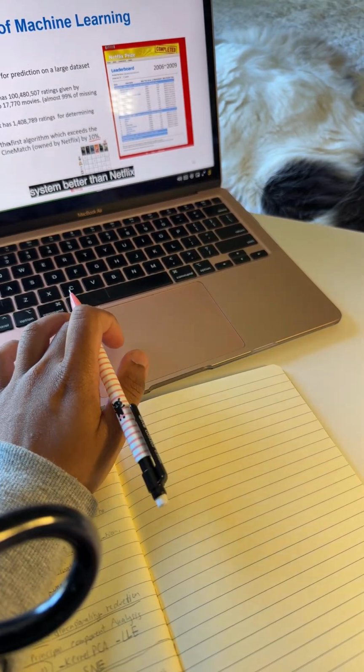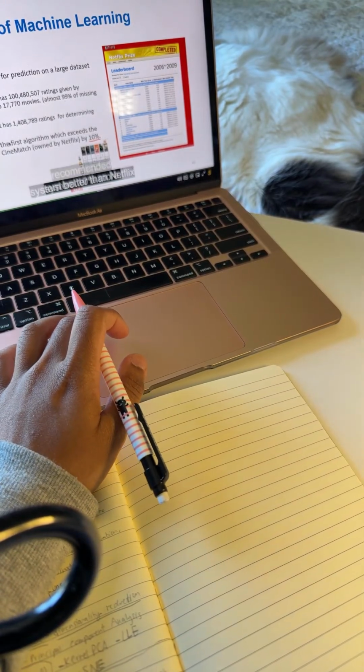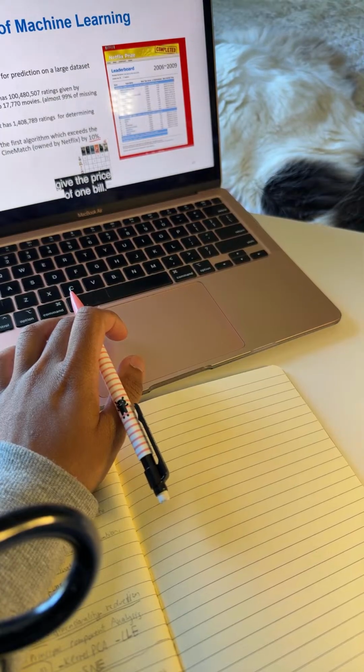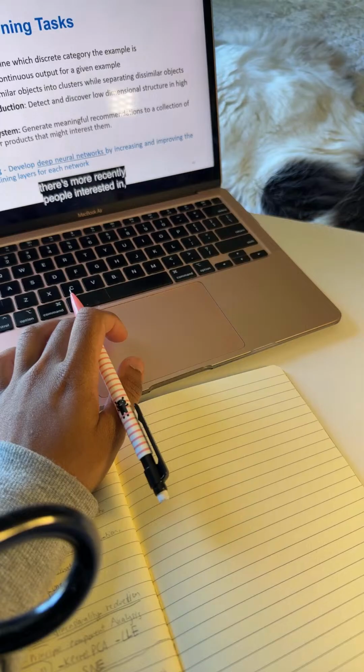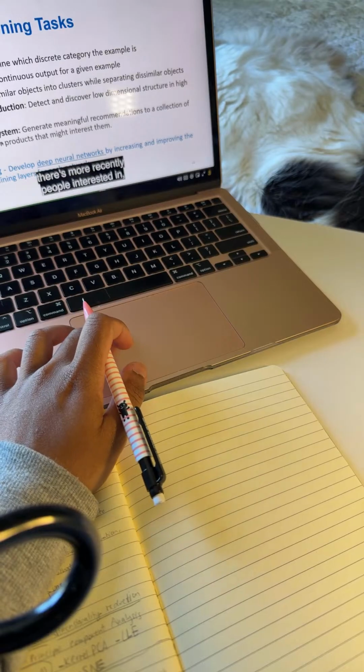A recommender system better than the Netflix recommender system by 10% would win the prize of 1 million. Actually, this was done in 2009. This started in 2006. So the thing behind it is a recommender system. Also, there's one more that people have been interested in most recently.